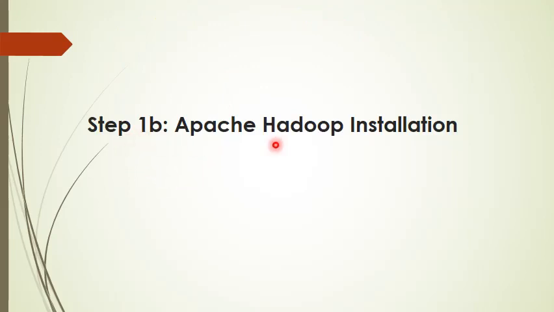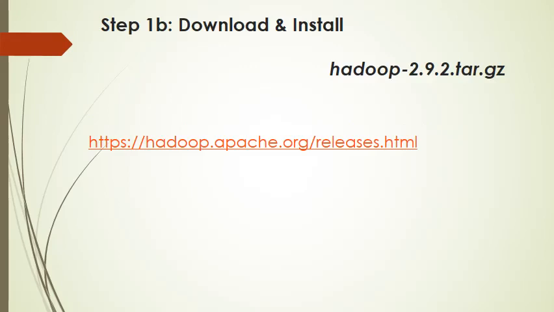Step 1B, Apache Hadoop installation. Now before this, we generally need to install Java, which we have done successfully. So now we'll go to install Apache Hadoop. So here the file name is hadoop-2.9.2.tar.gz.